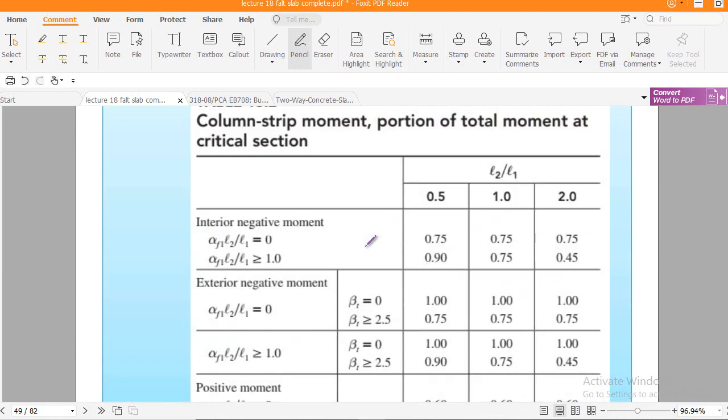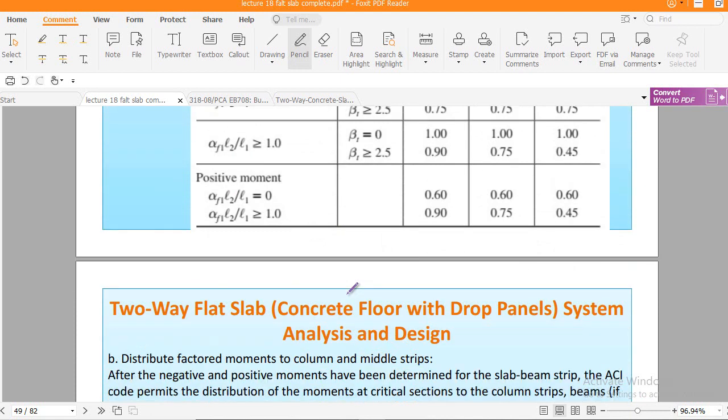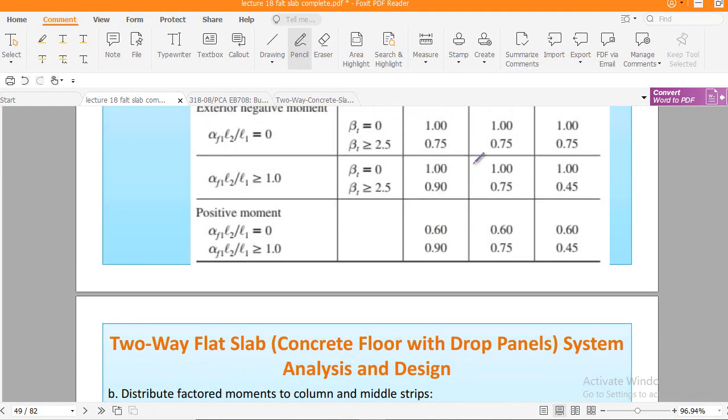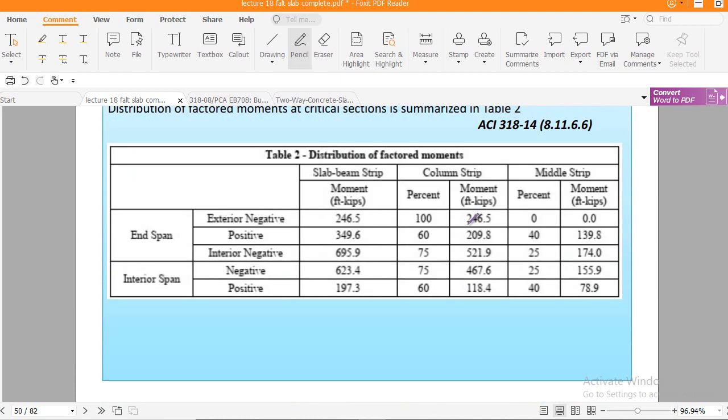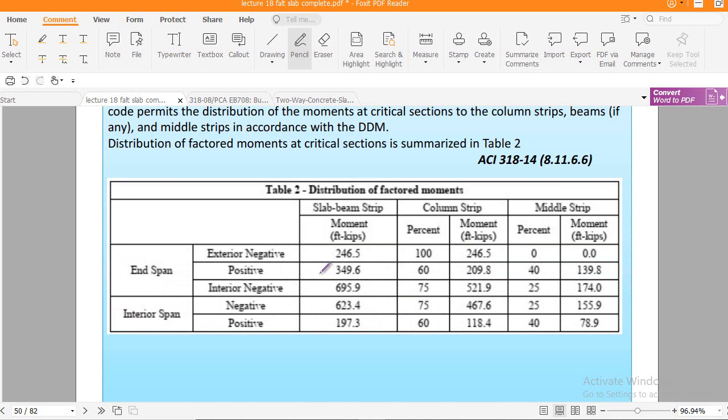This is very important. Now again, we have to distribute the moments into the column strip and into the middle strip. So you already know this calculation. I have thoroughly explained this in lectures 1 to 10. You watch those lectures, you will understand how to find the coefficients, right? Now this is the end span, this is the interior span, because remember the moments which we got in the above diagram are the centerline moments. So these moments are basically for the whole 30 feet span, right? Now we have to distribute those moments into the column strip and middle strip by using the coefficients.